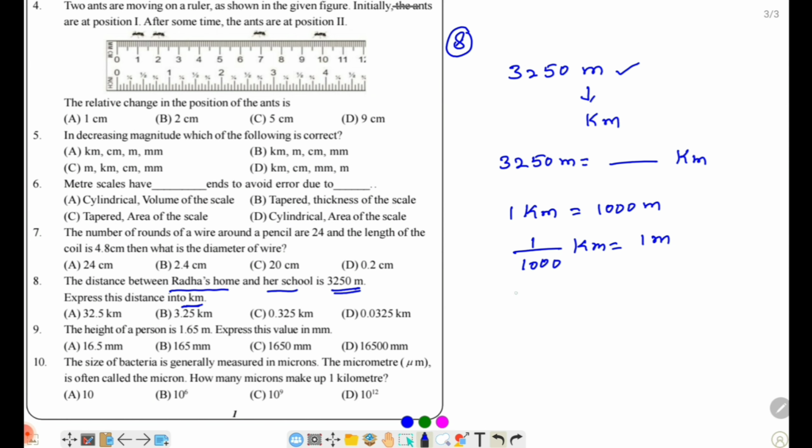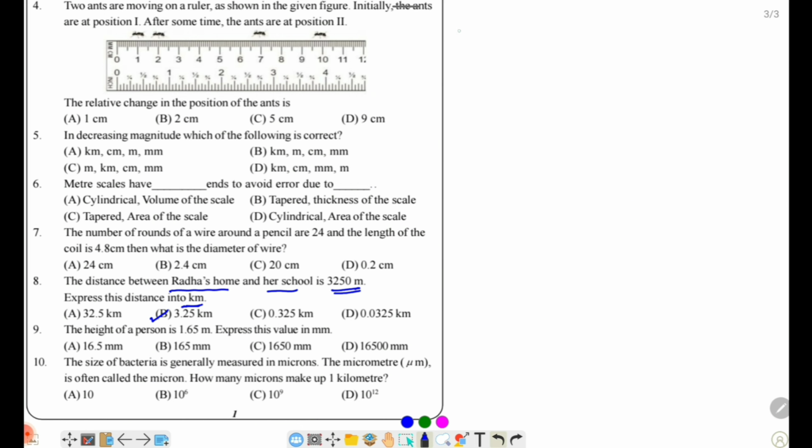So now 3250 divided by 1000 kilometers, right? Which is 3.250 kilometers. So the answer is 3.25 kilometers. Option B is correct. Let me know in the comment section how many of you got the correct answer. Question number 9.